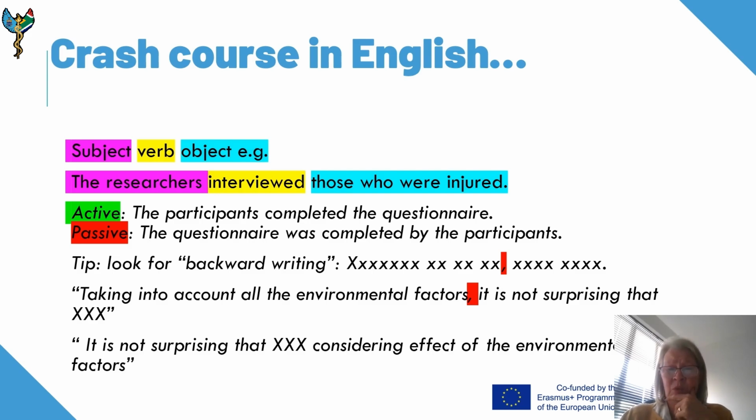I'm not sure what you actually call it, but you can usually spot it by having quite a long number of set words, a comma, and then it carries on. So here's an example: "Taking into account all the environmental factors, comma, it is not surprising that something or another happened." Avoid that. Flip your backward writing around. Move it around and say, "It's not surprising that something or another happened, considering the effect of the environmental factors." Much easier, much more direct, and it's much simpler for the reader to get to what you're saying.